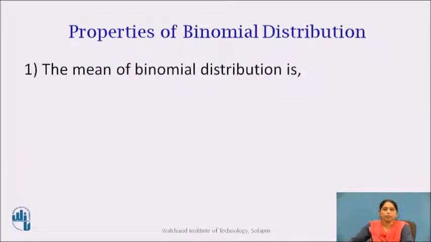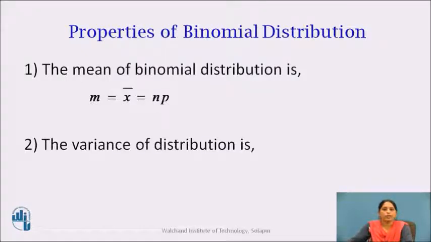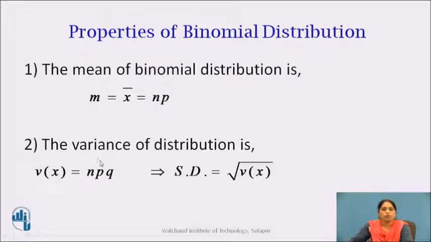Now let us see the properties of binomial distribution. The mean of the binomial distribution is m equals x bar equals np. The variance of the distribution is given as V of x equals npq, and we know that the standard deviation is the square root of variance. So, we get the standard deviation equals the square root of npq.